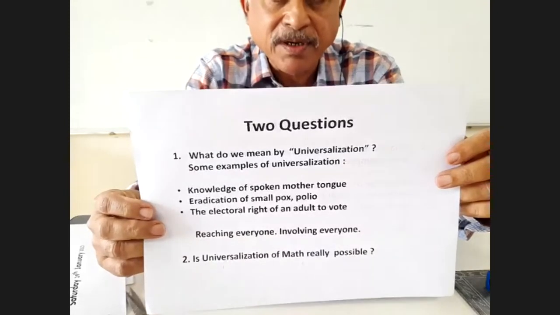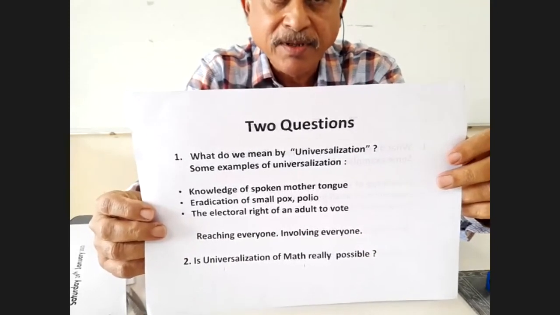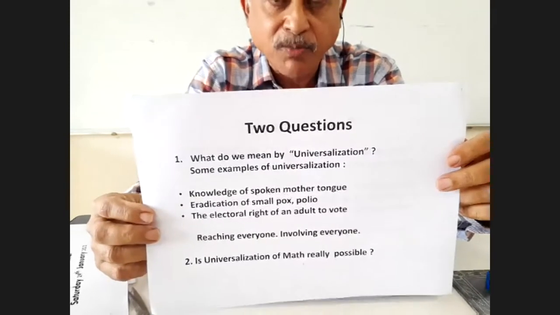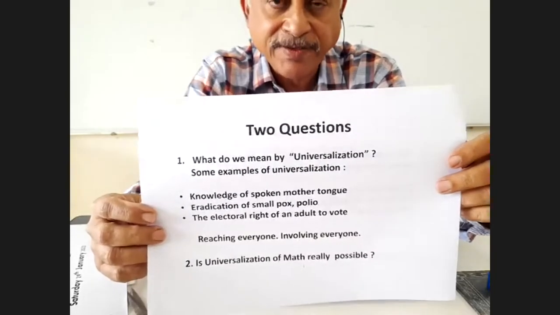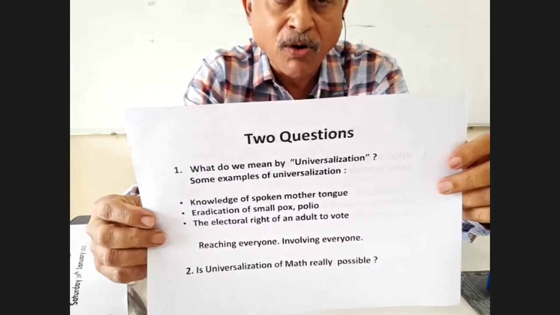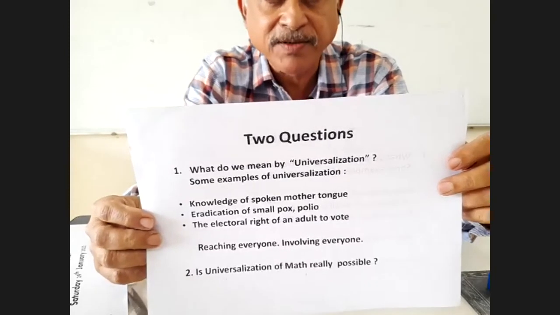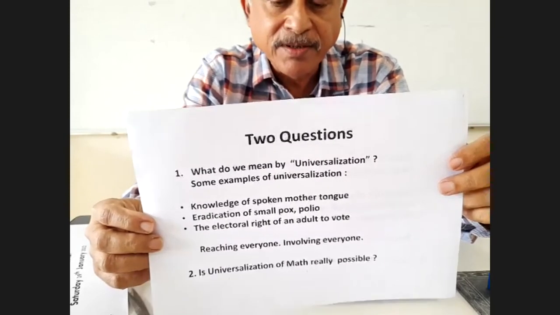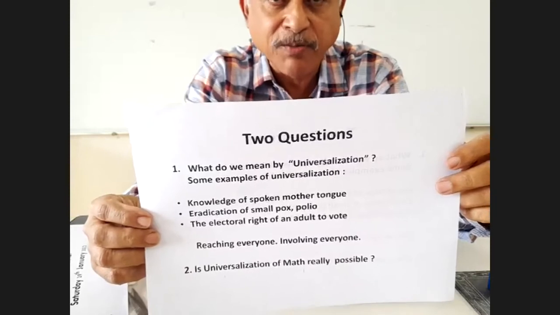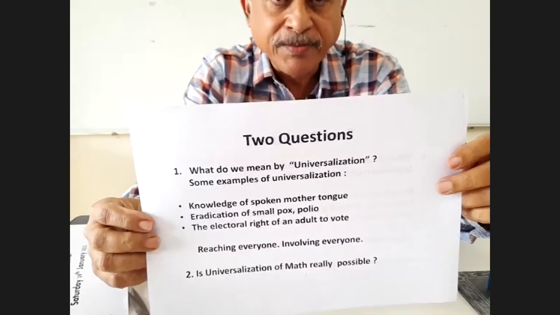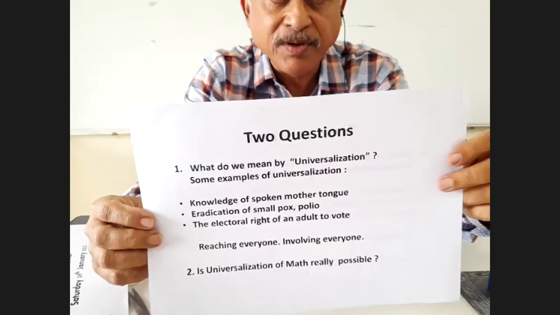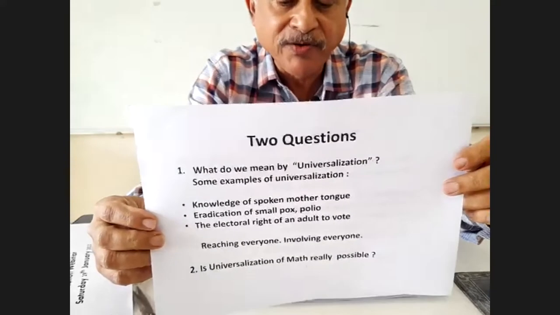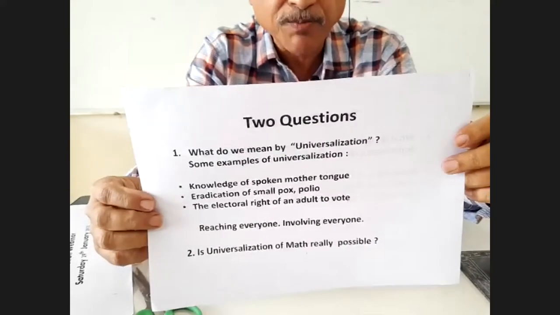Knowledge of spoken mother tongue, everybody speaks a mother tongue, or the eradication of smallpox or polio by universal vaccination, or the electoral right of adults to vote in a democratic country like India. It means reaching everybody, involving everybody. Given this, we can ask the question: in this sense, is universalization of mathematics really possible?